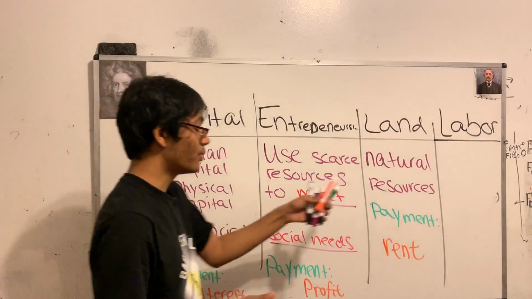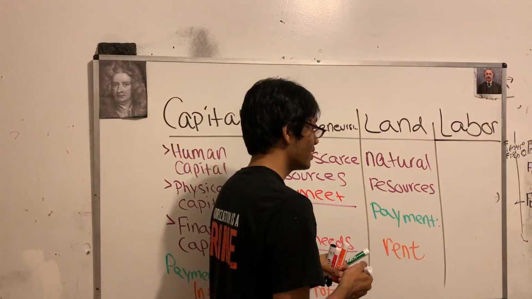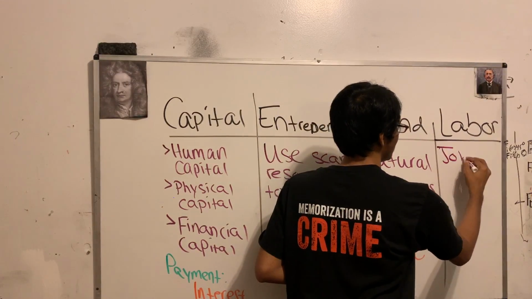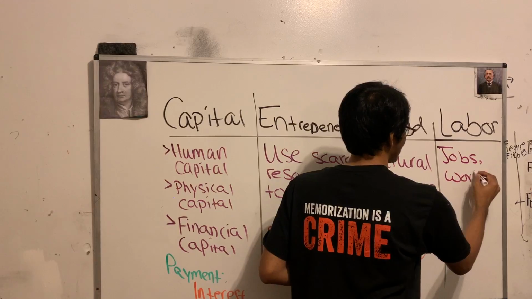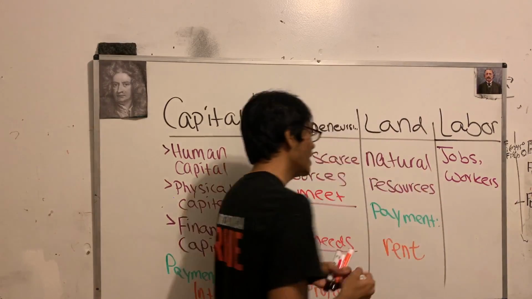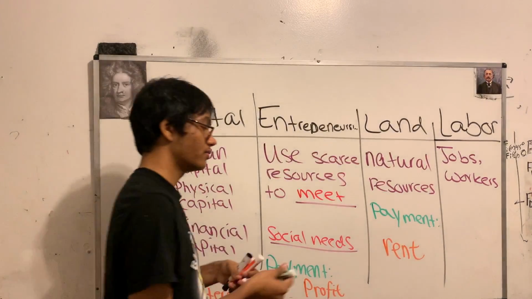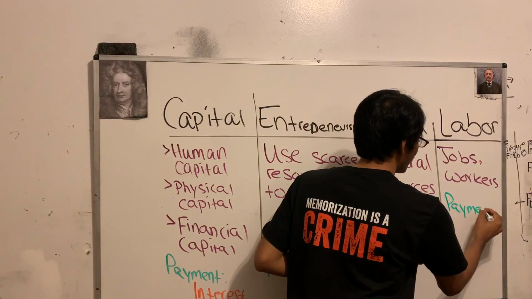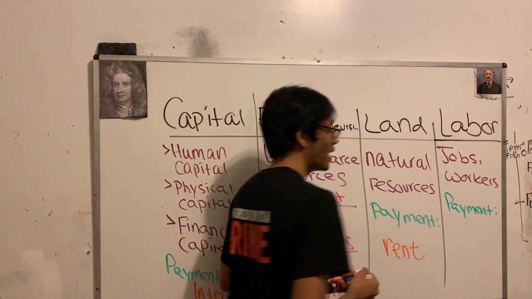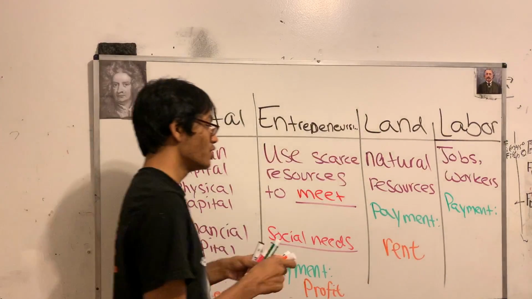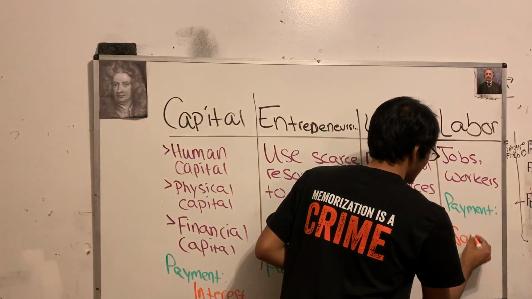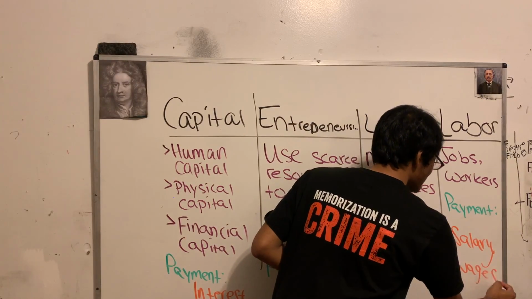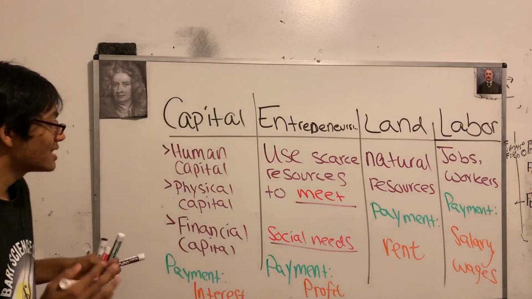Finally, we have labor. Now, labor is pretty simple. The definition of labor, yeah? Jobs, workers, yeah, that's basically it. Labor is that simple. Now, what's the payment system for labor? Do we know? At the end of every month or every week, if you have a job, what do you get? Money. Salary. Or wages. They're both the same. Okay, so salary and wages.